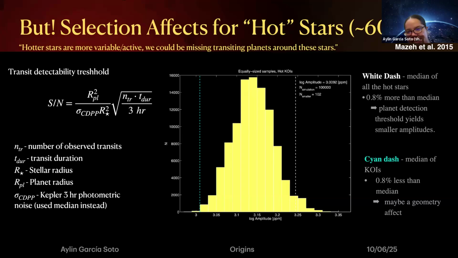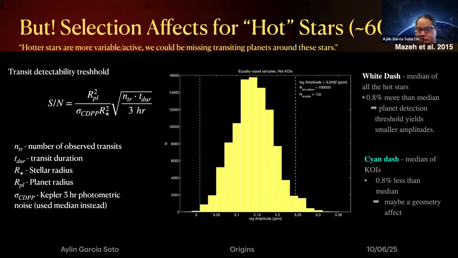And then you also see the cyan dash. That one shows that the median for the KOIs was actually much lower than the median from that first plot I showed you. The first one is thought to be because of the selection effect. The second one is thought to be a geometric effect. So this may show that planets preferentially like to be in a rotisserie position, so a 90 position.